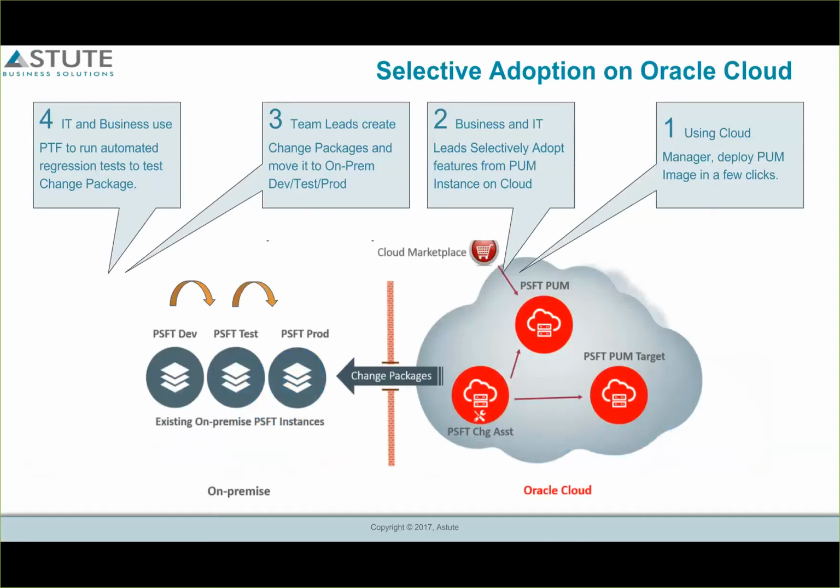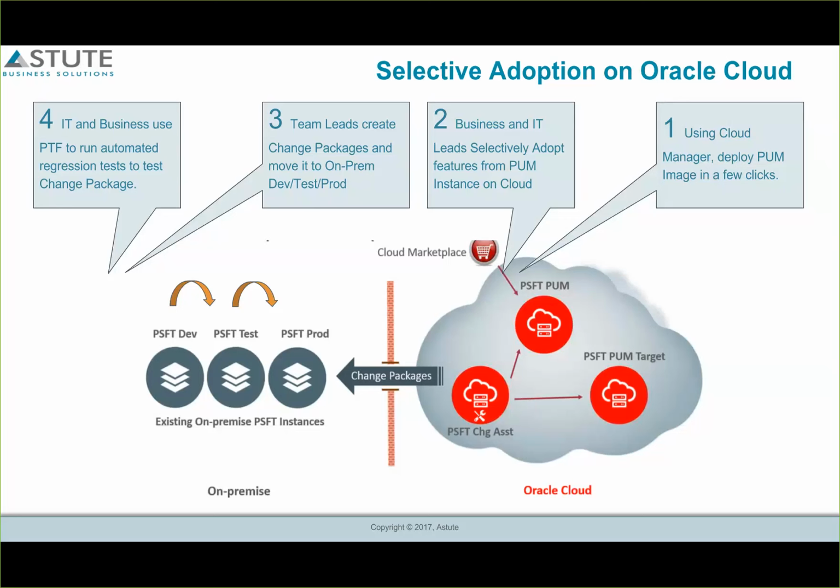A third example, your selective adoption process for all of those PeopleSoft customers on the call. Every time there's a new PUM image, you have to develop a process to look at that, create your change packages, whether you're just pulling a tax update out of it or whether you are doing additional fixes or new features. All of these are accelerated with Oracle Cloud Infrastructure.